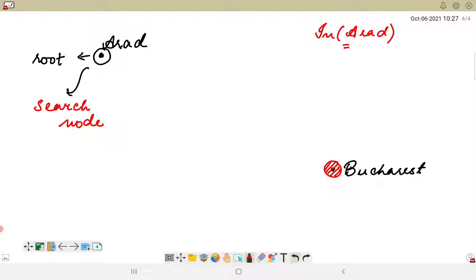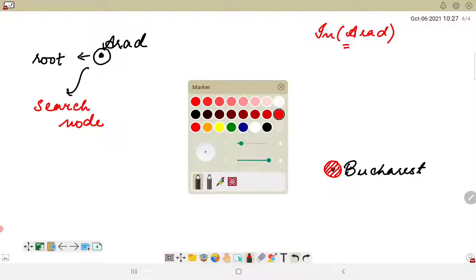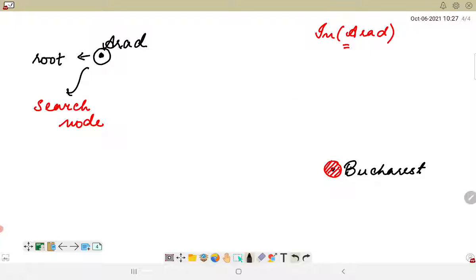Now because this is not a goal state, we need to consider some other states. And how do we consider some other states? We can consider some other states simply by expanding the search node. So this search for other states will be done by expanding the initial state.